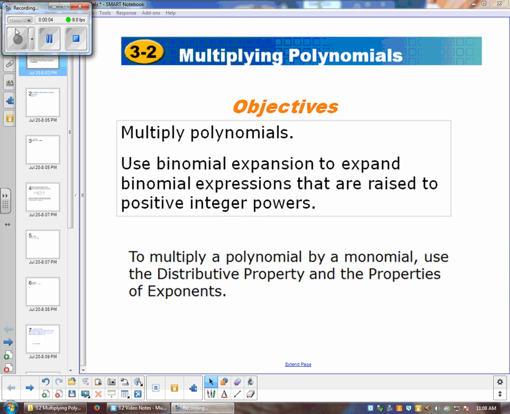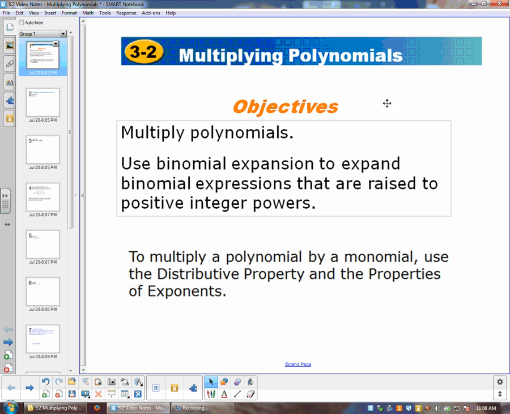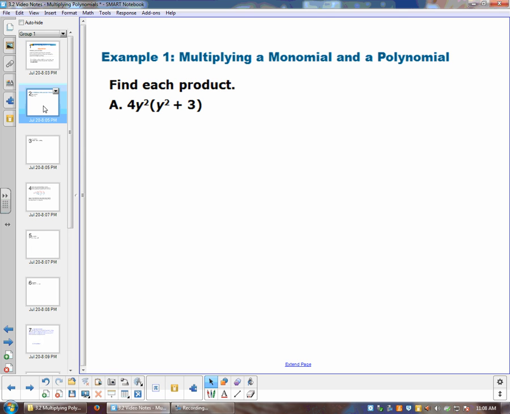We are looking at section 3.2, which is on multiplying polynomials. The objectives are to multiply polynomials and to use the binomial expansion to expand binomial expressions that are raised to positive integer powers. To multiply a polynomial by a monomial, you would use the distributive property and the properties of exponents. So let's take a look at this first example.